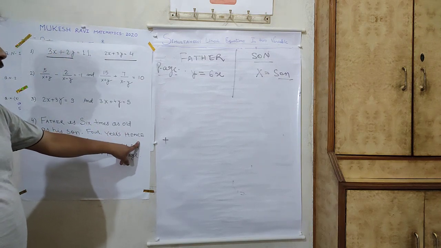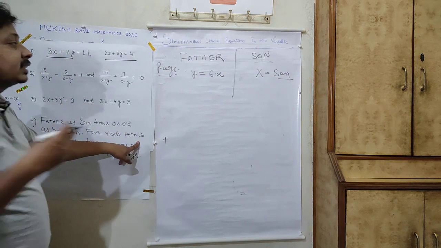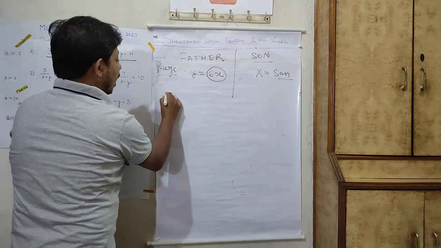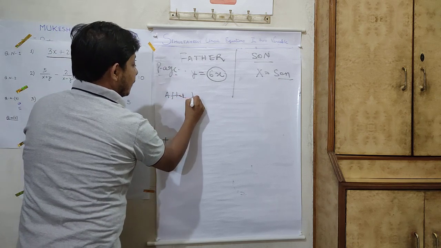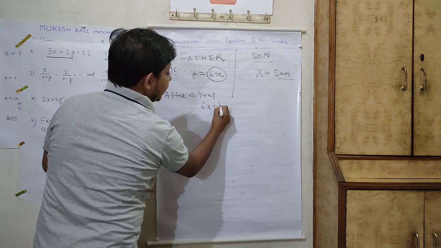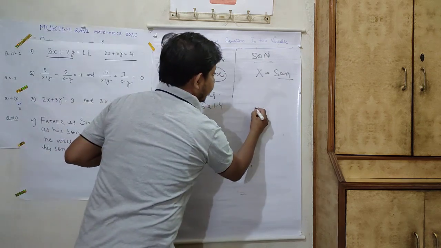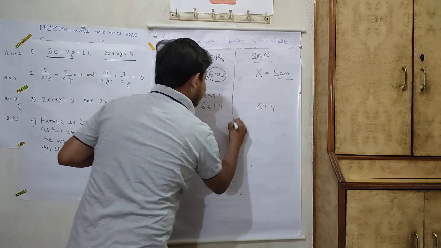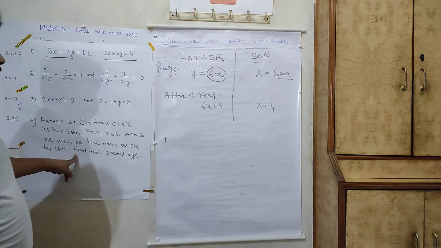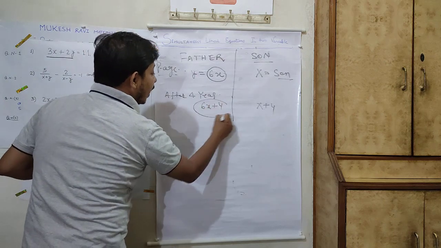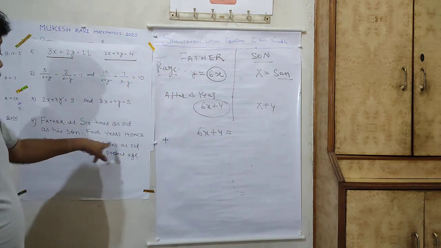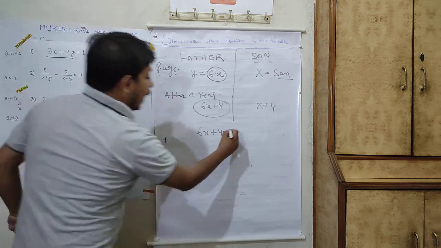Then 4 years hence, meaning after 4 years, the father's age is 6x, so after 4 years what will father be? 6x plus 4. What will the son be? x plus 4. See the very simple method. Hence he will be 4 times as old as his son. Who will be? Father. 6x plus 4 is equal to 4 times as old as his son.